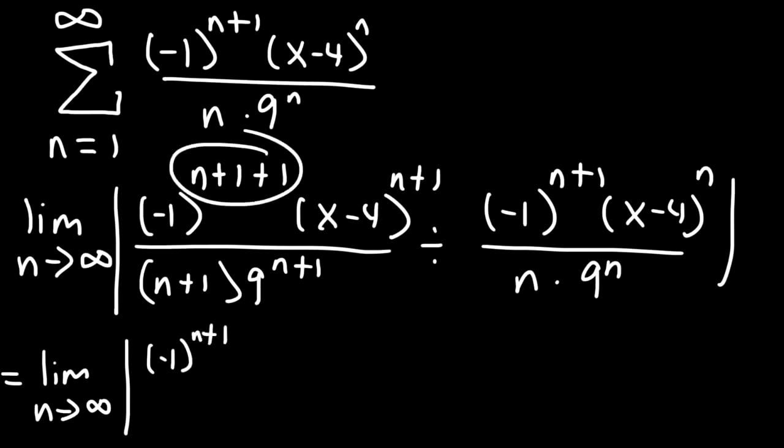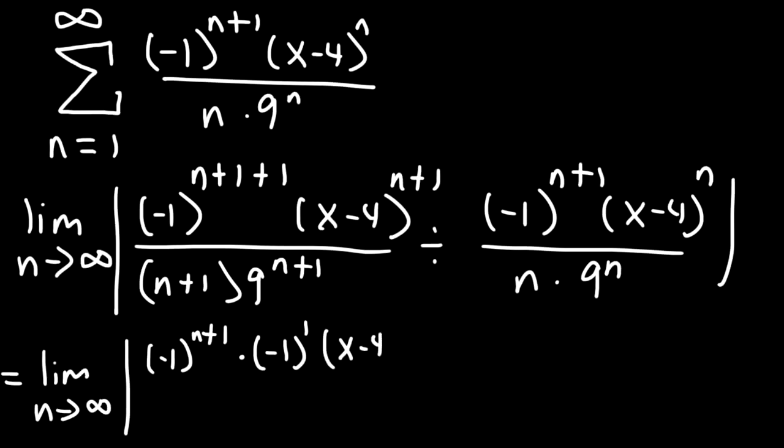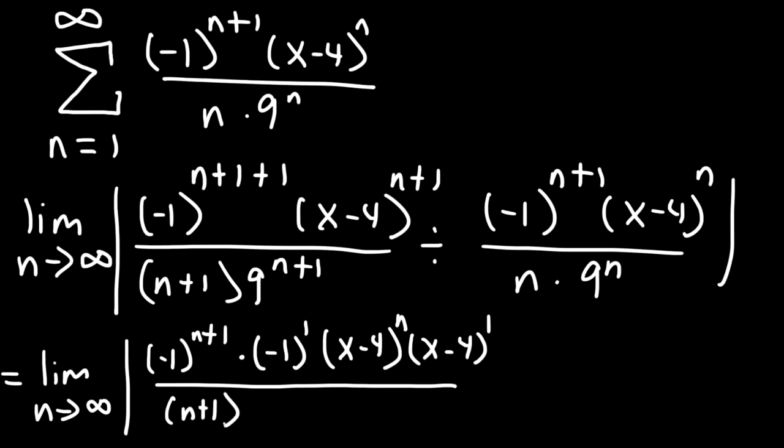Negative 1 to the n plus 1, well, this is n plus 2 really. But I'm going to separate it as negative 1 to the n plus 1 times negative 1 to the first power. And then x minus 4 to the n plus 1, I'm going to write that as x minus 4 to the n times x minus 4 to the first power. n plus 1, I can't really change that. I'm just going to leave it the way it is. 9 to the n plus 1, I could write that as 9 to the n times 9 to the 1. Then change division to multiplication, and then flip the second fraction.